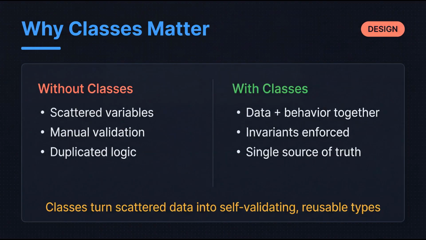Without classes, related data is scattered across separate variables. Validation is manual and duplicated. There's no single place that defines what a valid state looks like. With classes, data and behavior live together. The constructor enforces invariants, rules that must always be true. The interface exposes only what callers need. This isn't about complexity for its own sake. It's about making invalid states impossible.